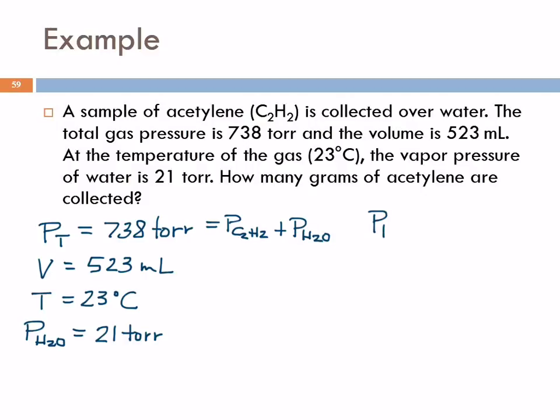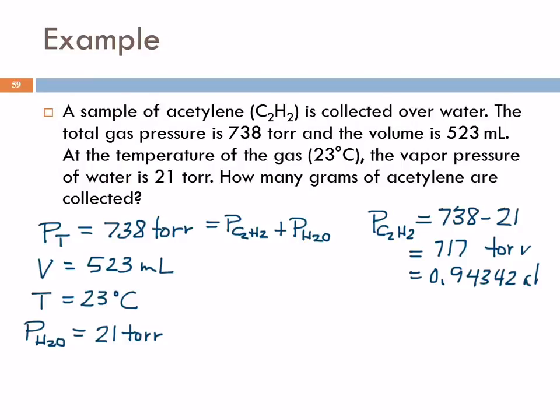So the partial pressure of the acetylene, which does not start with H, C2H2, is going to be the total pressure, 738, minus the pressure of the water vapor. 738 minus 21. I should do that in my head, but I'm not going to. 717. And that's torr. I'm just going to convert that to atmospheres right now. I'm going to divide by 760, and that's 0.94342 atmospheres.